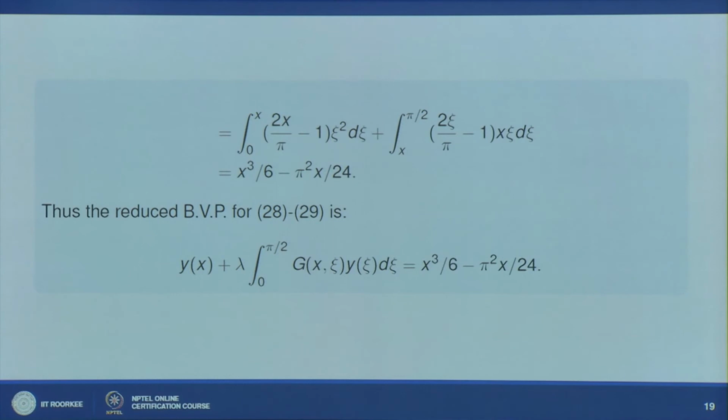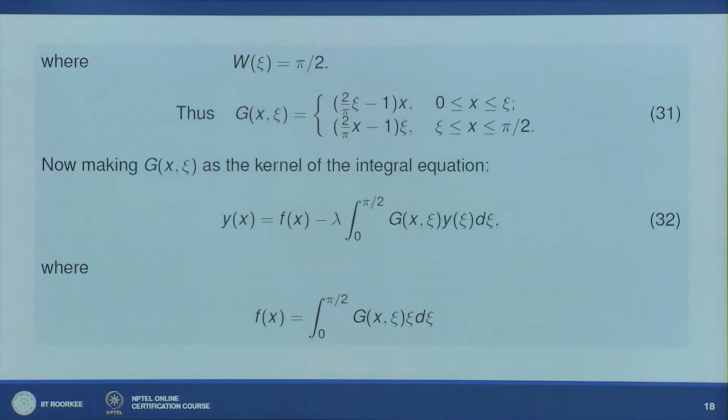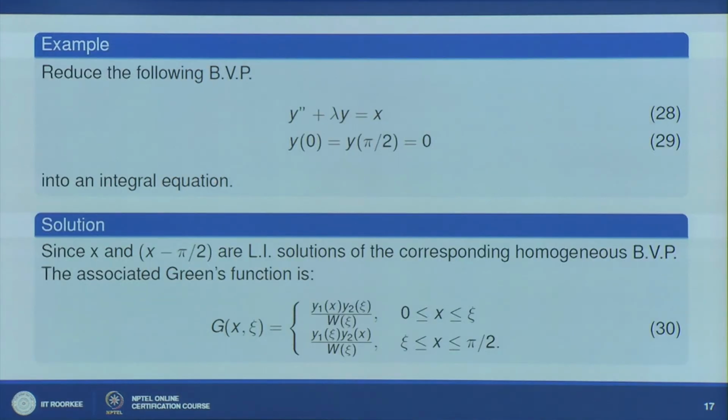So using this we can find the value of these two integrals, and it comes out to be x cube by 6 minus pi square x by 24. This is not a very difficult thing, it is simple integration, and with this value you have the solution of this problem, y of x equal to lambda times the integral from 0 to pi by 2 of g of x, xi, y of xi d xi, and this is your f of x given here. So it means that with the help of the Green's function you can show the equivalence of a non-homogeneous boundary value problem of this particular type to a Fredholm integral equation.